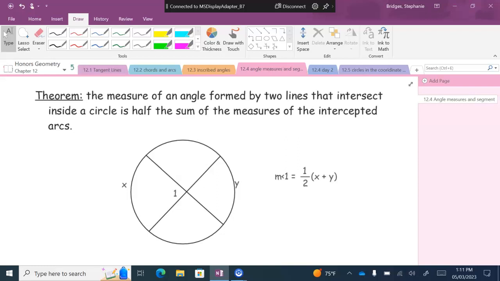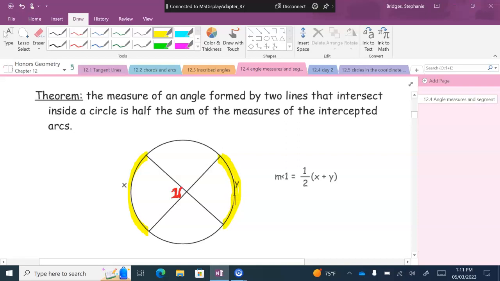Okay, the measure of an angle formed by 2 lines that intersect inside a circle is half the sum of the measures of the intercepted arcs. So what I want you to do first is, does everybody see the angle that I have labeled as angle 1 right here? Its intercepted arcs are the ones that are in line with that angle, not opposite the angle, but in line with the angle. So if I'm talking about its intercepted arcs, I'm talking about this arc here and this arc here.